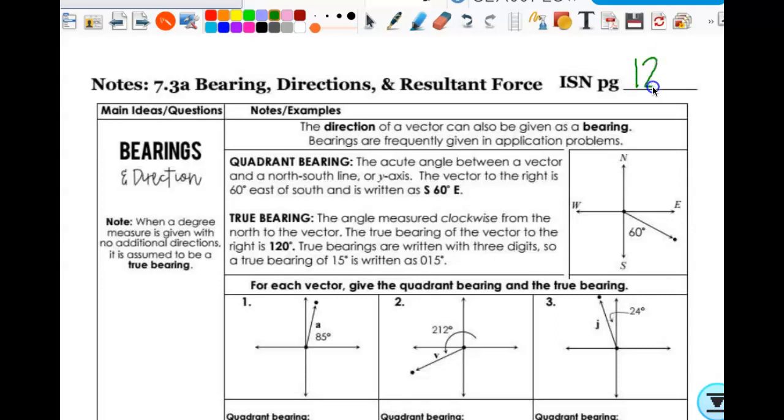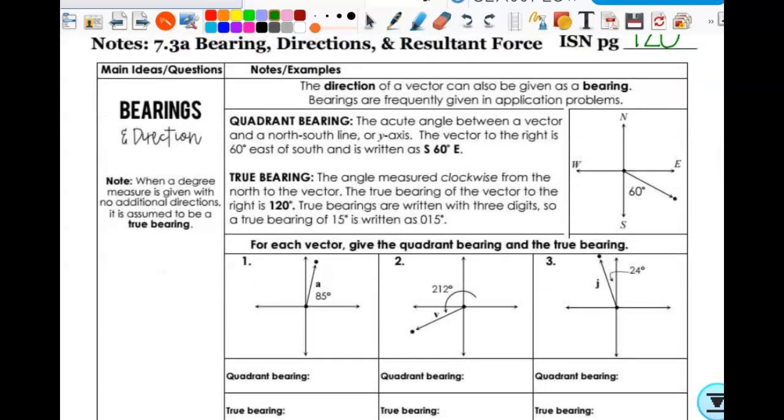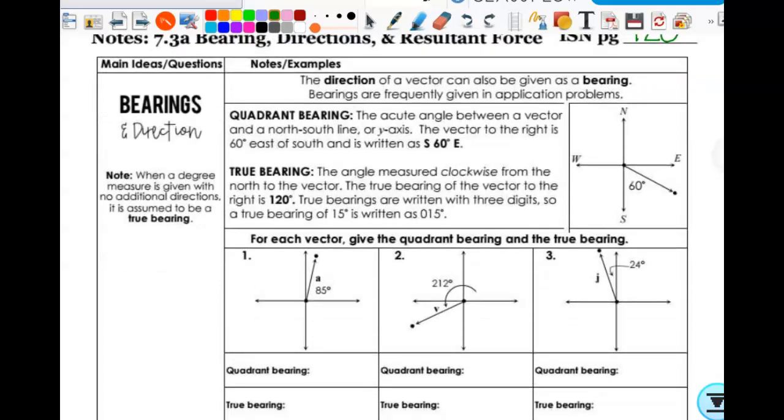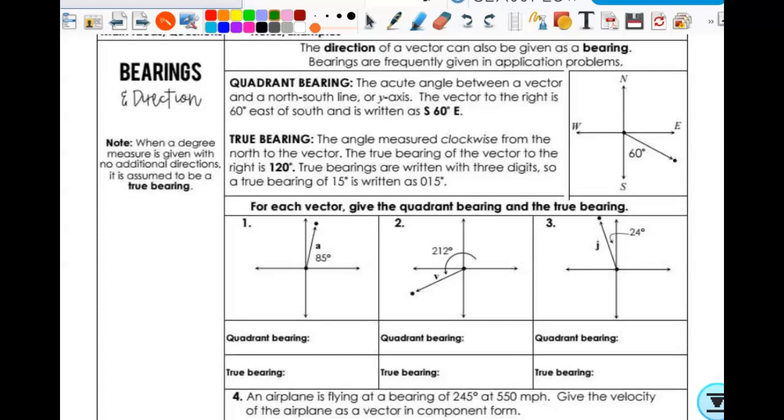So this is going on page 120 when we are done. We're going to be talking about bearing again. Bearing's not brand new. We first talked about it when we did law of cosines, directions, which are our angles, and then what our resultant force is. As far as vectors are concerned, the direction of a vector can also be given as a bearing, and bearings are frequently given in application problems because that's the real world part of it, and a capital beta is what we usually refer to with bearing.